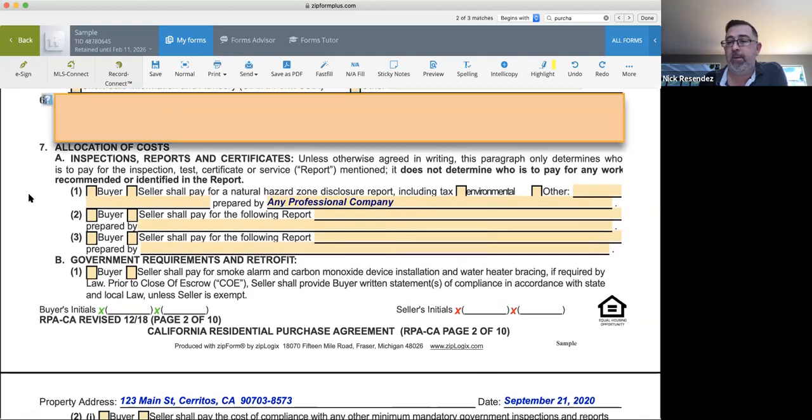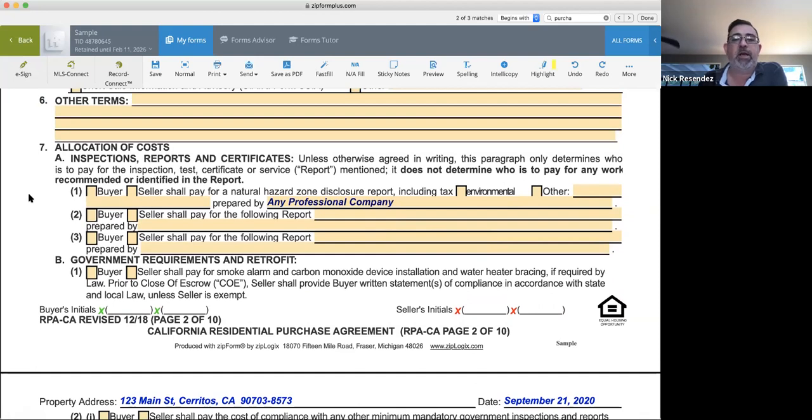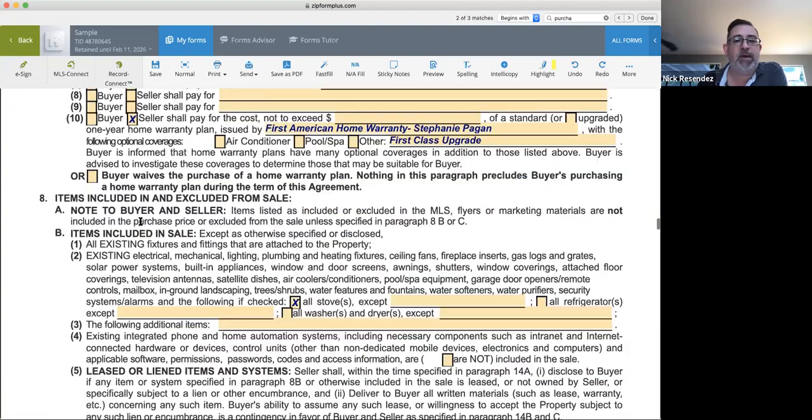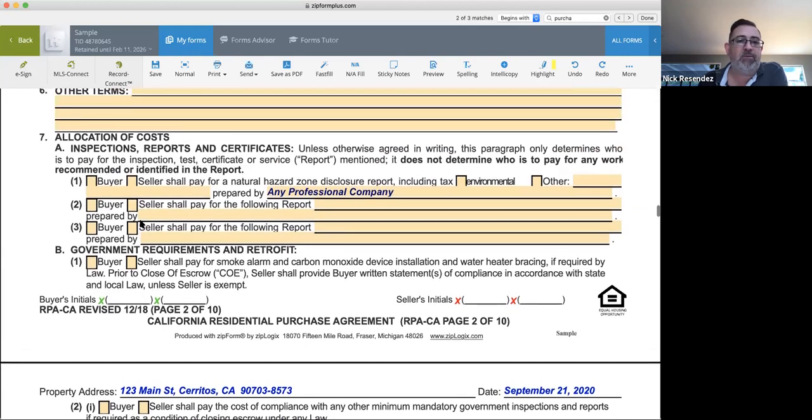Let's keep going. 6, other terms. Whatever other terms you may have, specific terms that you need to negotiate, you'll fill that in right there. And then next, 7, allocation of costs, okay? And paragraph 7 is going to take us through this page and probably most of the next page. Let's see how far we get.